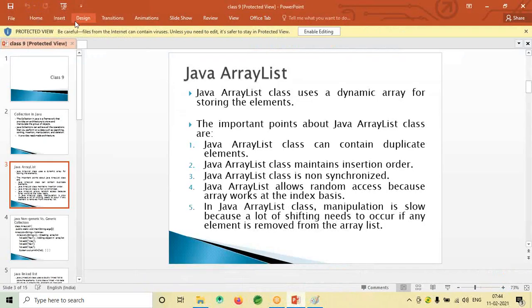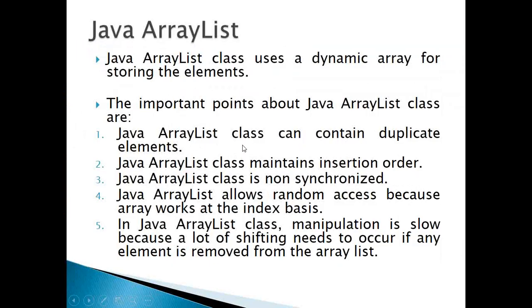ArrayList can contain duplicate elements, and ArrayList maintains insertion order, which means whatever you insert will follow the insertion order. It will go to the 0th position, first position, second position, third position, like that. Next, ArrayList is non-synchronized. I already spoke about this: synchronized is thread safe, and non-synchronized is non-thread safe, which means multiple operations can be performed.